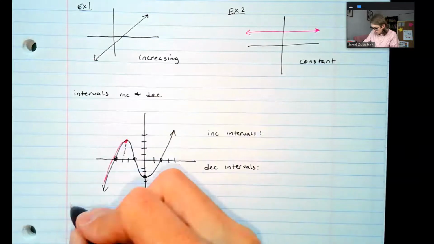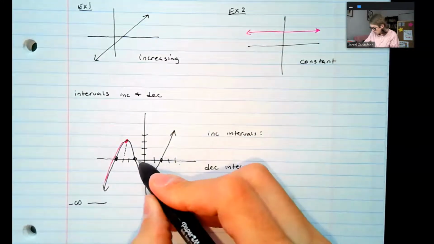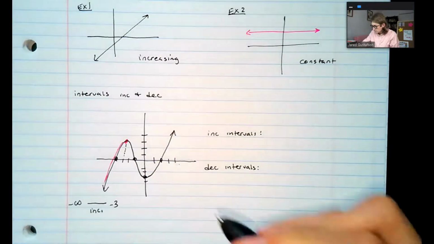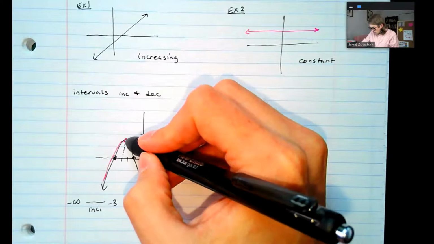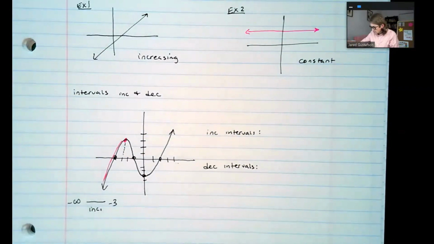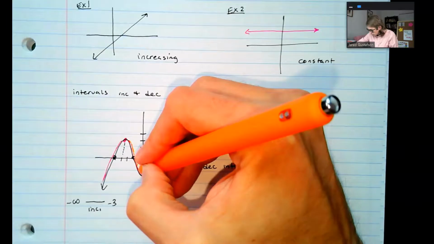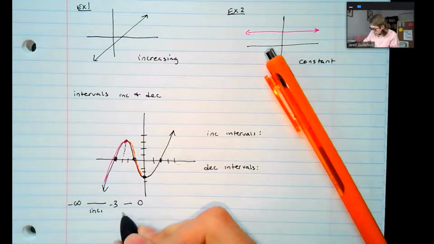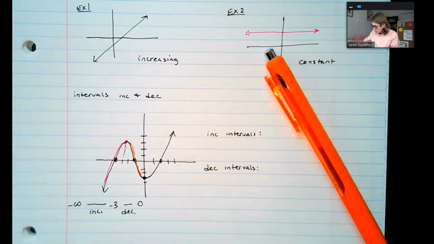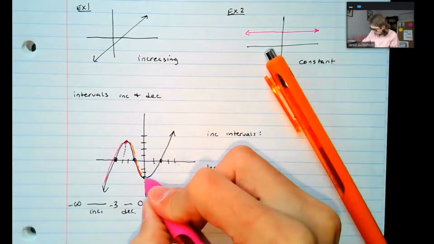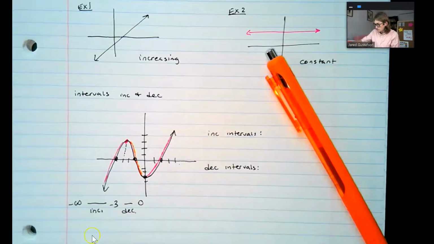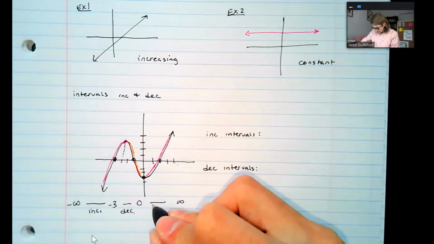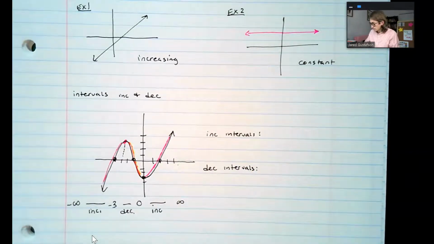It looks like from negative infinity all the way up to negative 3, it's increasing. From negative 3 all the way down to here, it looks like from negative 3 to 0, it is decreasing. Finally starting at 0 again, what do we notice? The graph is now increasing as it goes to infinity in the x direction.